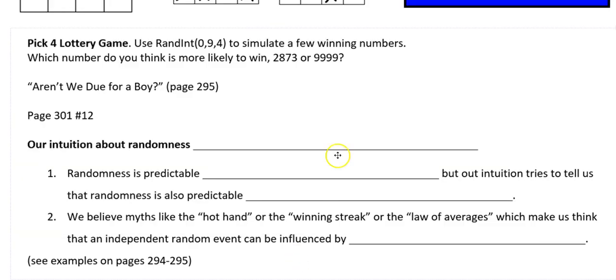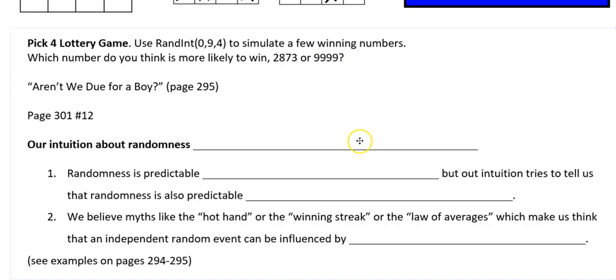So let's go back here. Which number do you think would be more likely to win? Like if you were to pick one of these 2 numbers to play this lottery game, which would you be more likely to pick? Now, having seen the numbers that I just generated in the calculator, 2873 seems more likely because 9999 seems less random. But in actual fact, 9999 is just as likely to occur as 2873. It is just as random as 2873. But our intuition tells us otherwise.